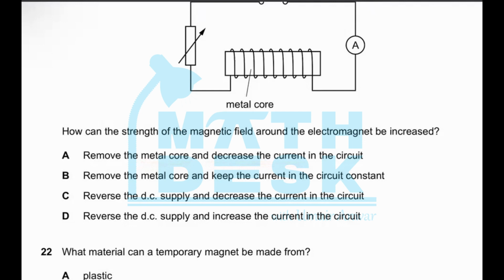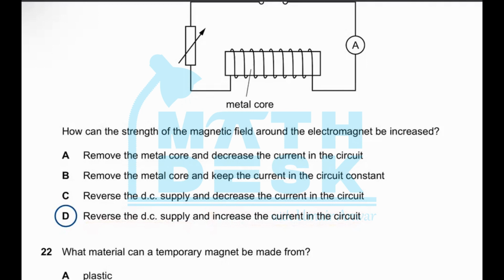Option B says remove the metal core and keep the current in the circuit constant. It will also not increase the strength of the electromagnet. Reverse the DC supply and decrease the current in the circuit. Reversing the DC supply does not have any effect, so this will also not help in strengthening the magnetic field. Reverse the DC supply, it does not have any effect, and increase the current in the circuit. So doing this, increasing the current, would help increase the strength of the electromagnet. So option D would be the correct one out of the given options.